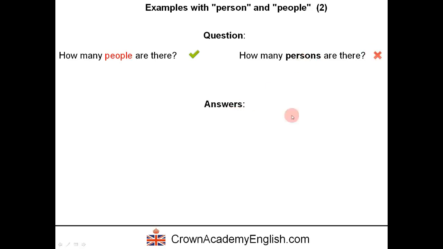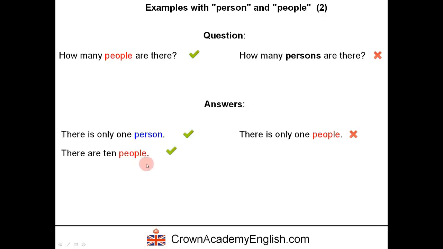So here are some possible answers. There is only one person. Okay, when we say one person, this is the singular. But this would be incorrect. This is wrong. There is only one people. No, people is the plural form. But here we want to use the singular.